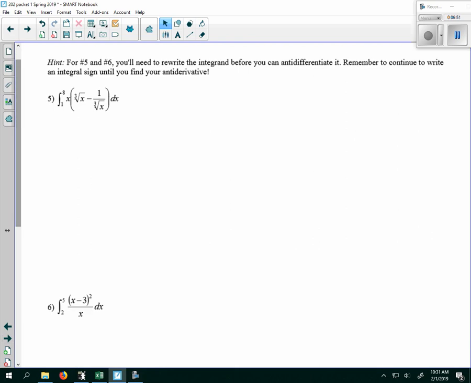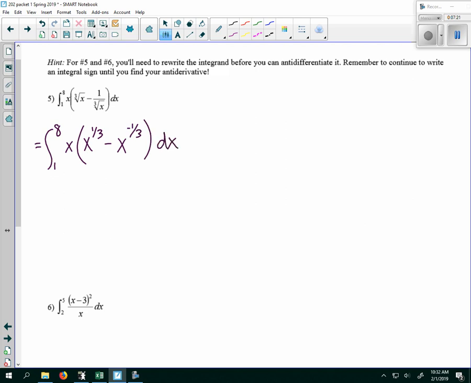Okay, continuing with the same kind of problem. These just have a little bit of algebra we have to do before we can start looking for an antiderivative. So first thing I'm going to do here is rewrite any roots as exponents, because I like exponents better because I can use the power rule to find antiderivatives. So this is going to be x to the 1/3 minus x to the -1/3 dx.